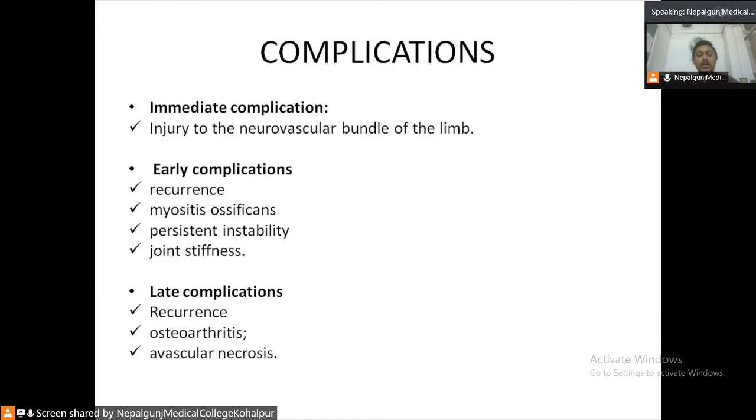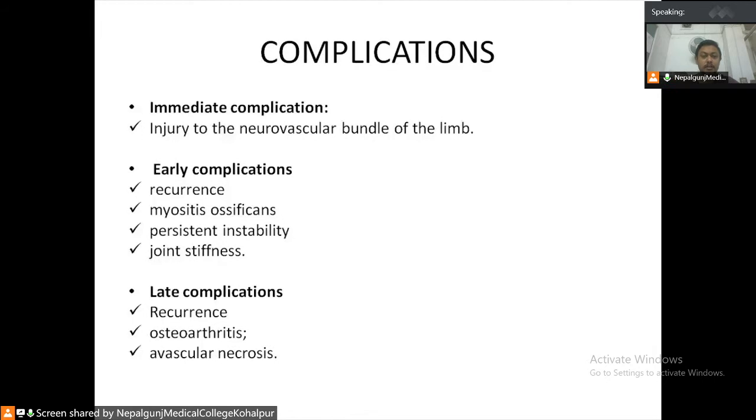There can be a lot of complications when you are dealing with a dislocation or subluxation. You have to keep these complications in mind whenever you are dealing with them. The immediate complication can be injury to the neurovascular bundle of the limb. There can be injury to the axillary nerve in the case of the shoulder, injury to the sciatic nerve over the hip, and injury to the popliteal artery over the knee. Injury to the popliteal artery is very devastating, and about 90% of cases often land up in amputation.